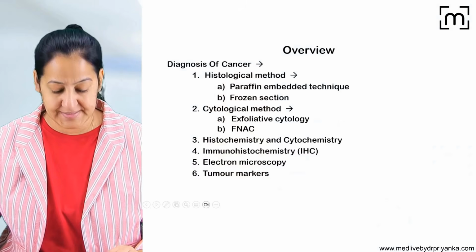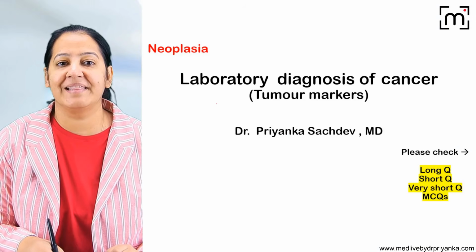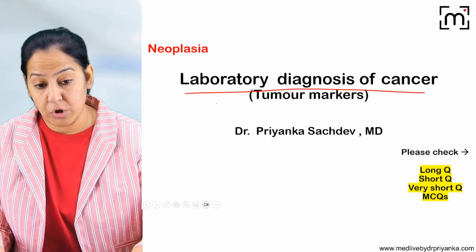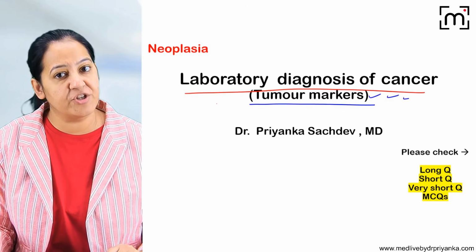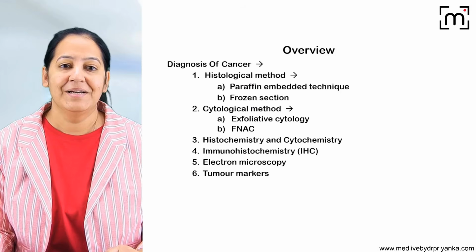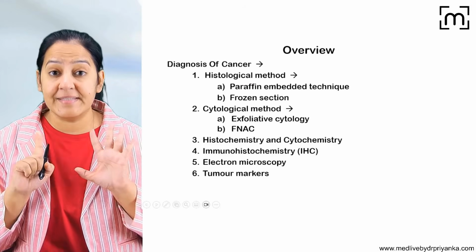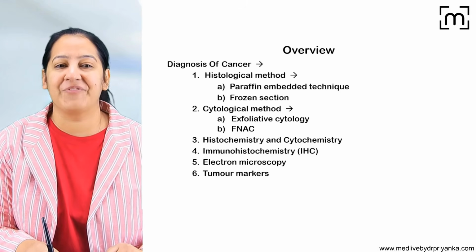So here you can see we are starting the topic that is lab diagnosis of cancer. Although all 6 are important, but ultra important in it is tumor marker, on which repeated question is asked in the university exams. So let's start. So as I told you, there are 6 ways of diagnosing the cancer. They are in front of you.